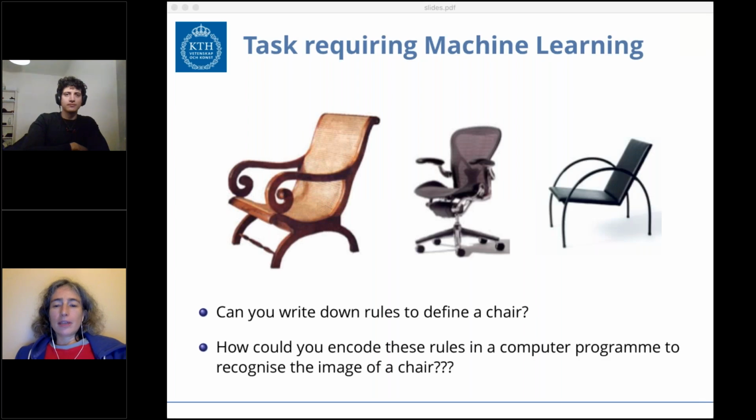So a very concrete example of this is, see here we have pictures of chairs, and say we put a camera on a robot and we say, we want the robot to recognize a chair. So just think to yourself, what were the rules that I would write down to define a chair? Is it that it has 4 legs or 2 legs, or that it has a horizontal part with a vertical backing, etc.? And then the next question is, how could you encode these rules in a computer program to recognize the image of a chair? And then that becomes even harder.